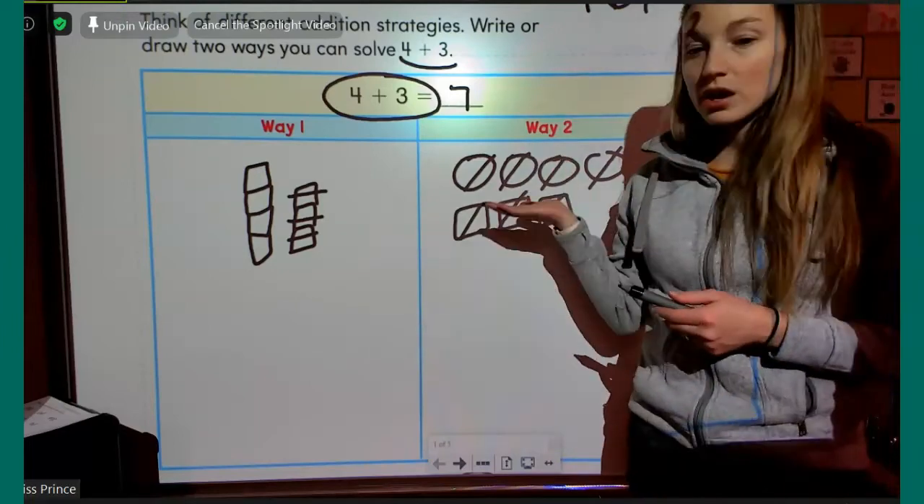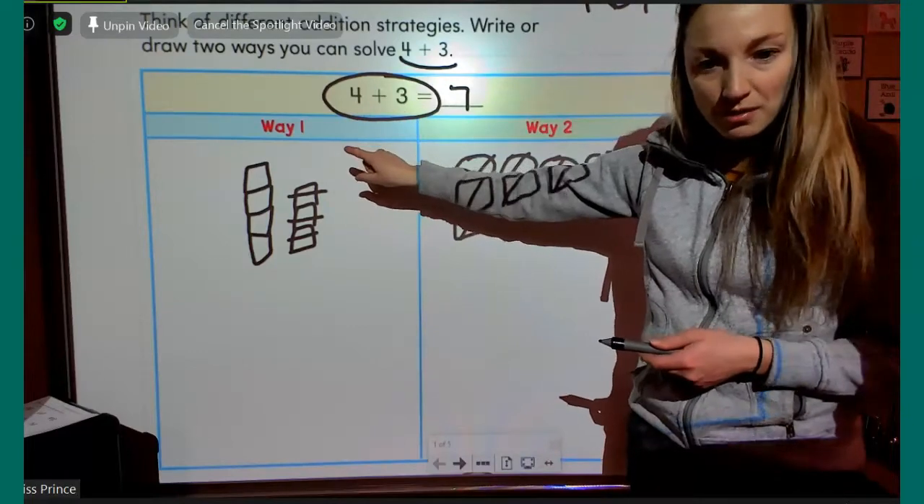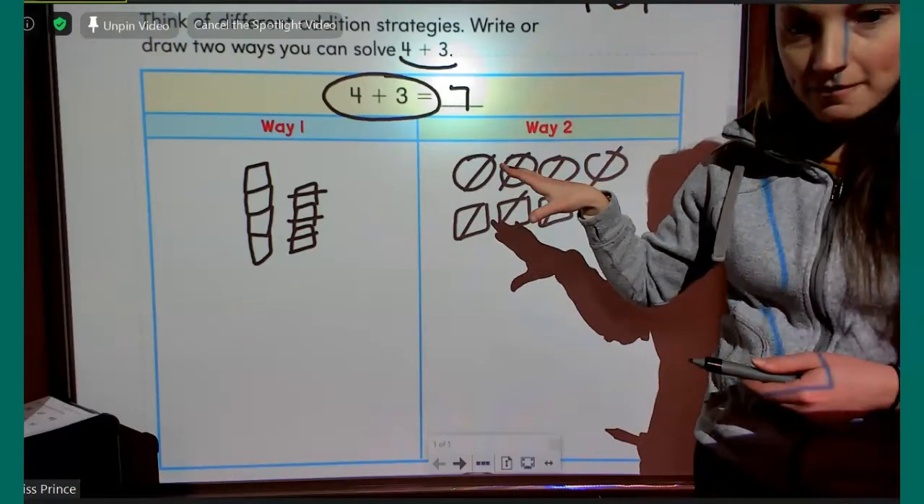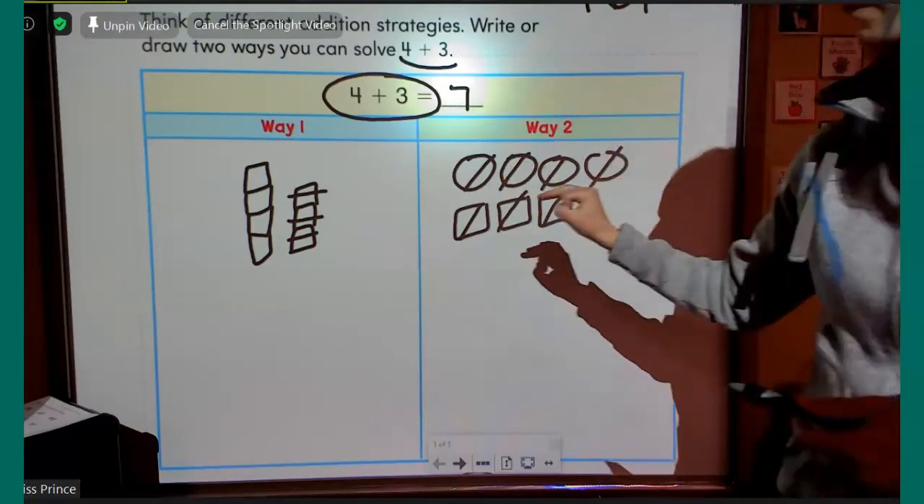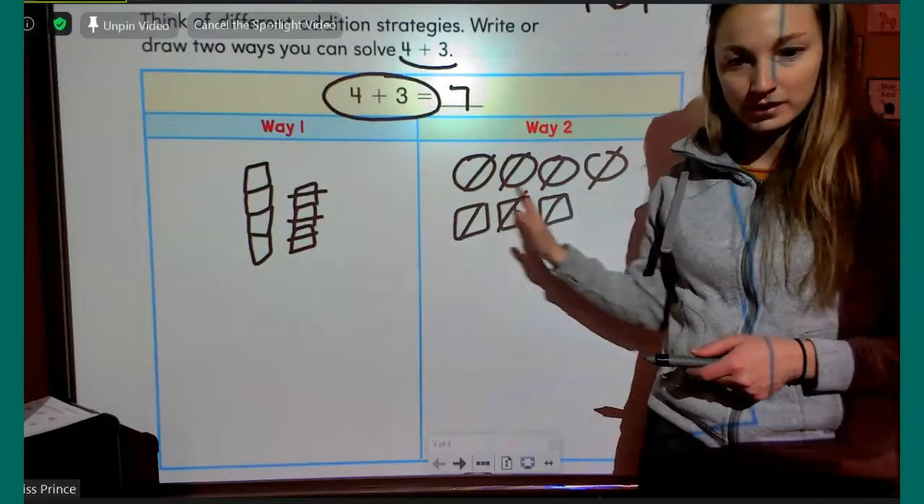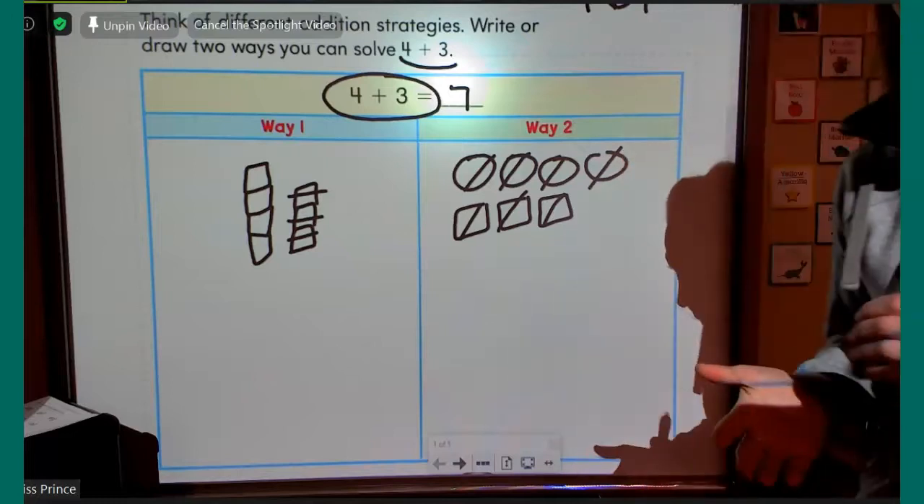So boys and girls, there are lots of different ways to solve these equations, and we want to talk about those ways throughout this whole entire part of this chapter, okay? So in your book, I want you to make sure that you have 2 different ways to write 4 plus 3 equals 7, just like we did. And I'll give you about 15 seconds, and then we'll go to the next page.